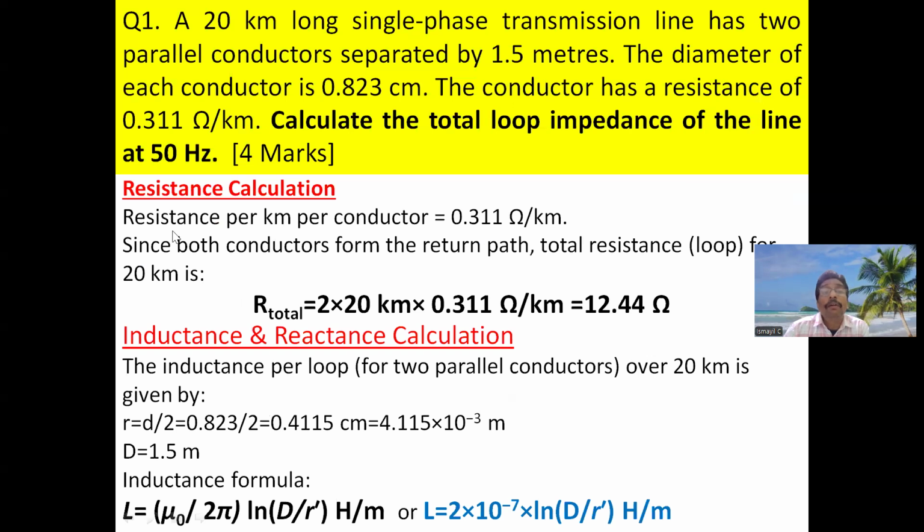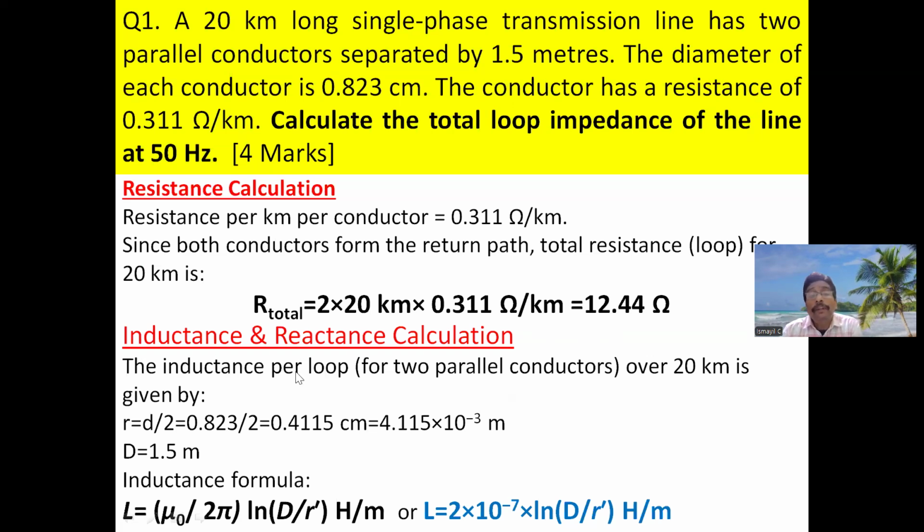So the given resistance per kilometer per conductor is 0.311. And we know that the total length of the transmission line is 20 kilometer. And there are two conductors. So the total resistance value is given by 2 into 20 kilometer into 0.311 ohm per kilometer. By computing using calculator or Matlab, we will get the answer as 12.44 ohm as the resistance of the entire conductor.